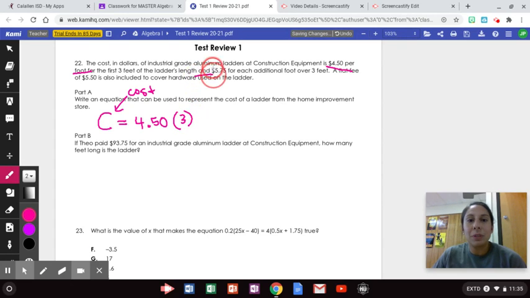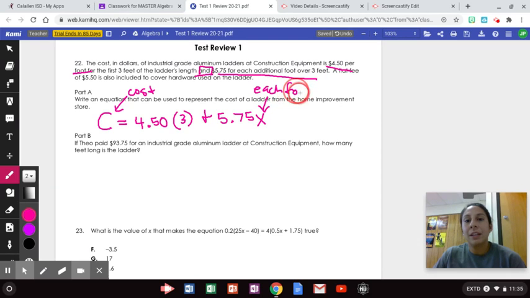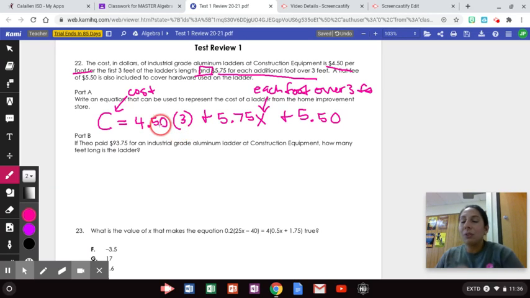Which means plus you also have to pay $575 for each additional foot over 3 feet. So plus you have to pay $575x. X stands for each foot over 3 feet. Then it says you also pay a flat rate of $550 that's included for the hardware. So plus $550. To figure out our equation, we're going to simplify this part right here. So 450 times 3, when we multiply that out, gives you 1350.